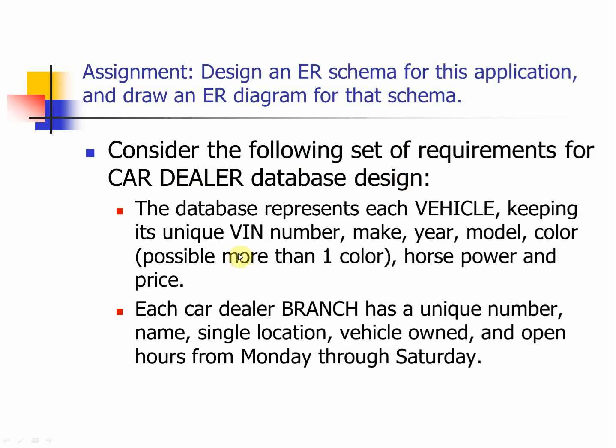There are only two descriptions, indicating there are two entities you need to work on. The first one: the database represents each vehicle, keeping their unique VIN number, make, year, model, color, etc., horsepower, and the price. So we have a vehicle entity. Each car dealer branch has a unique number, name, single location, and vehicles owned. So we have a vehicle entity here, and we have vehicles owned here. How do we describe that? It's going to be interesting. Think about that. And open hours from Monday through Saturday.